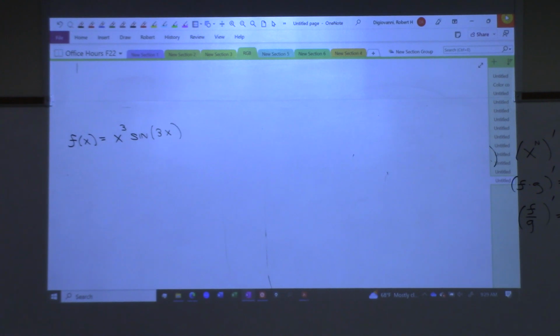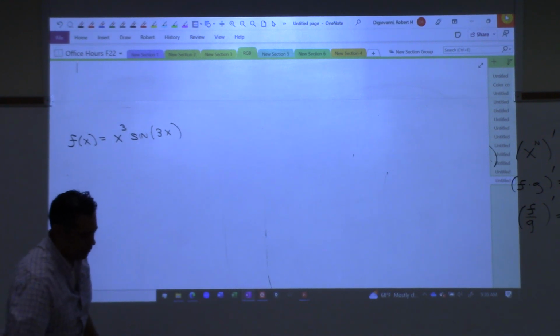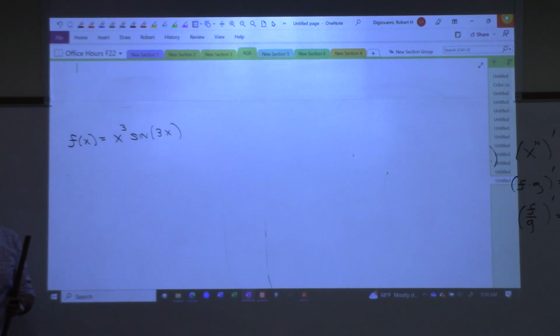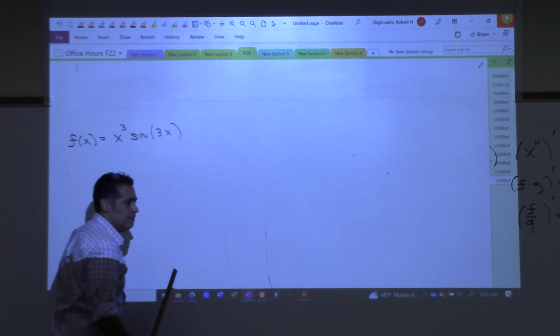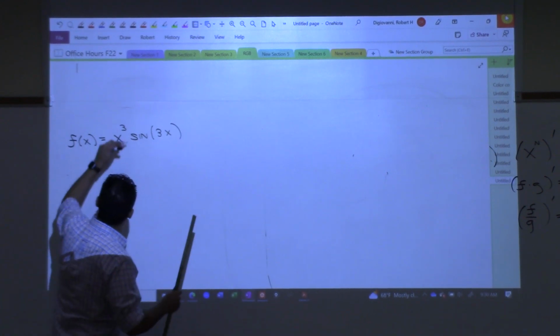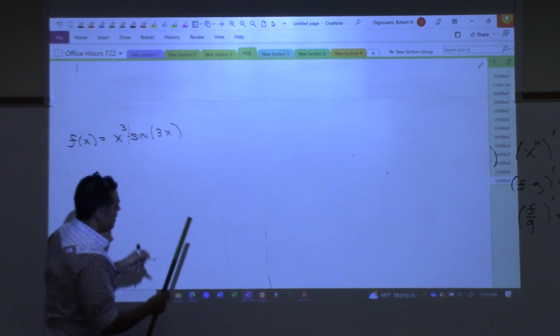X cubed sine of 3x. Who wants to volunteer the starting point of this one? Everyone's like, no. Okay, go ahead. Can you tell me what you see? Because that's an important thing for everyone. It's a product rule. Everyone see that there's multiplication right here, yes? All right, so we have multiplication here. Okay, I'll let you continue.